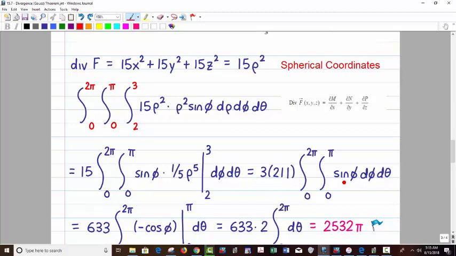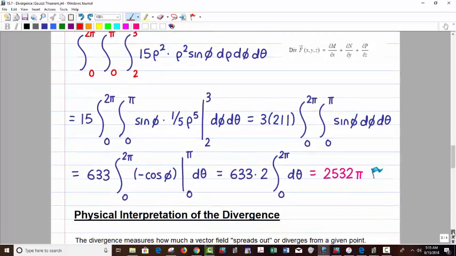Now we're ready to integrate sine of phi with respect to phi. Antiderivative of that would be negative cosine. Put in pi, put in 0. Cosine of pi is -1, so the negative of that would make it +1. Cos of 0 is 1, makes that -1. So actually, it ends up being 1 minus -1.